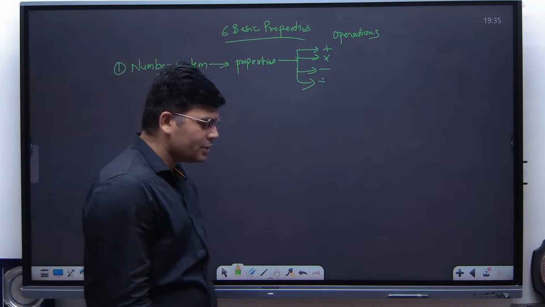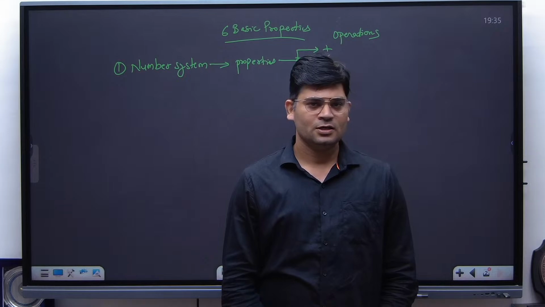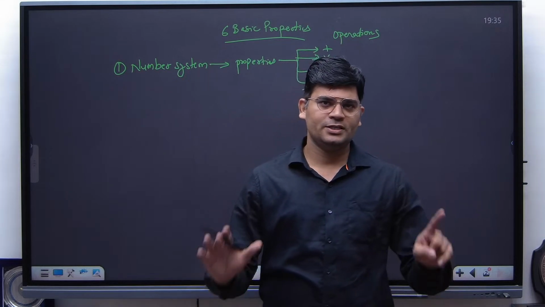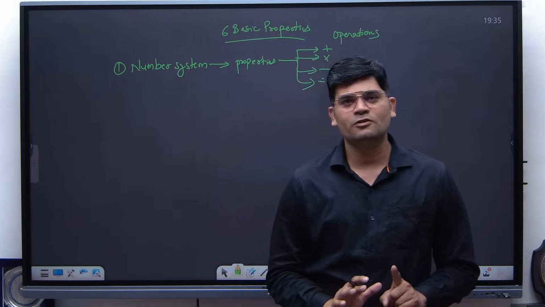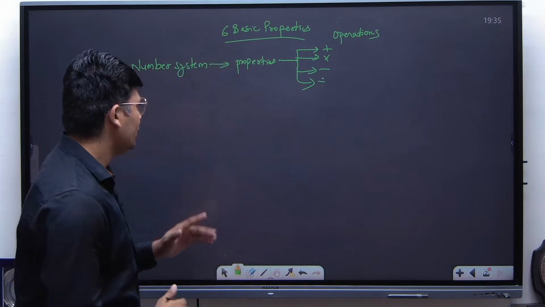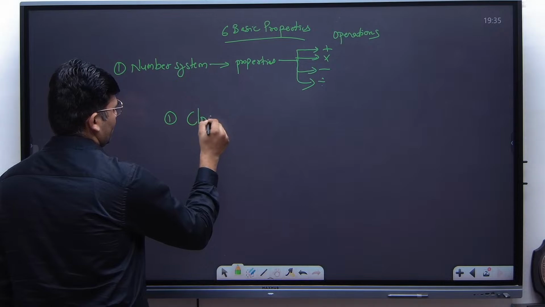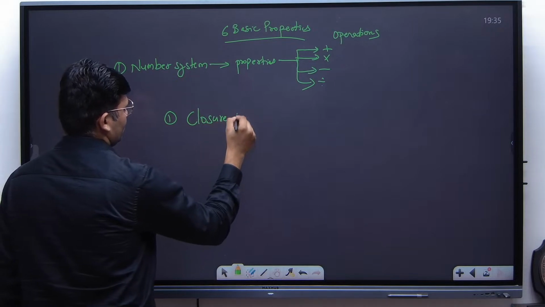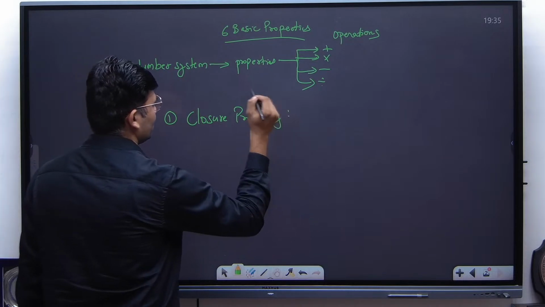First of all, you should understand that there is a number system. In those number systems there are properties. How many properties are there? There are 6 basic properties of mathematics, and we will come one by one to each. So the first property is known as the closure property.